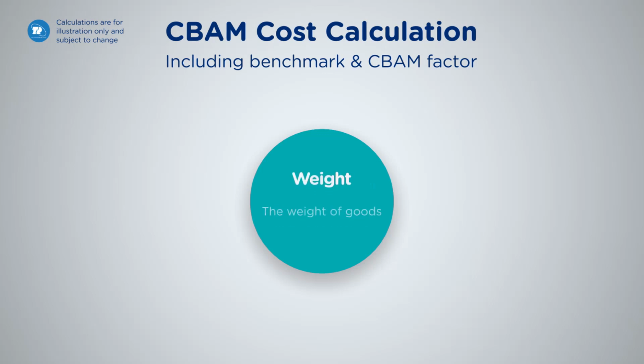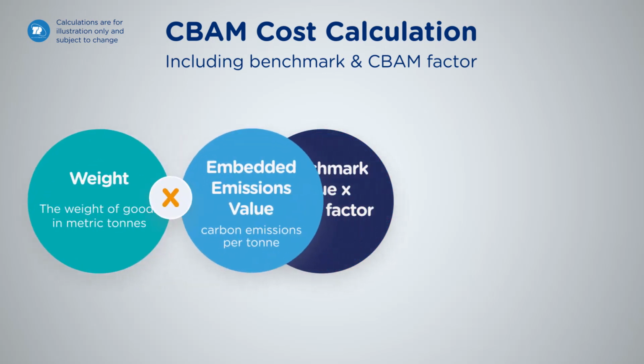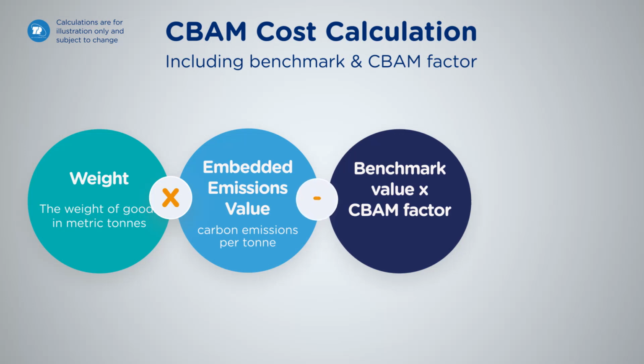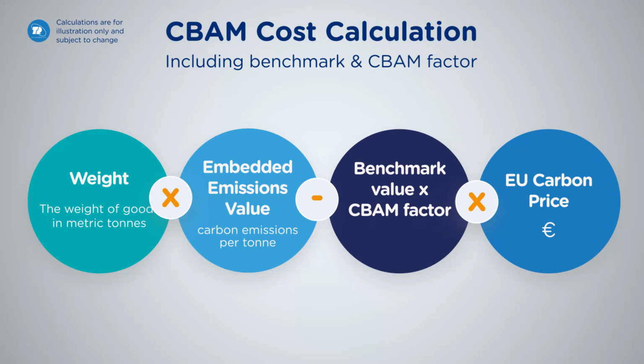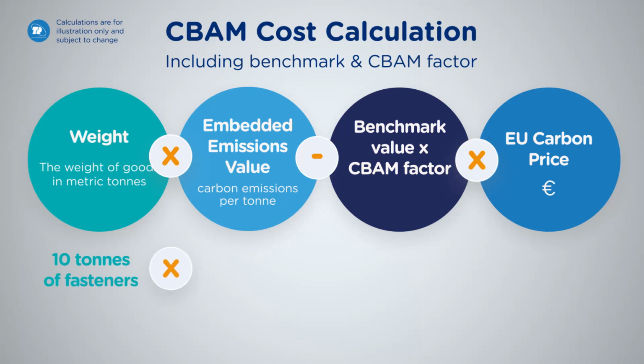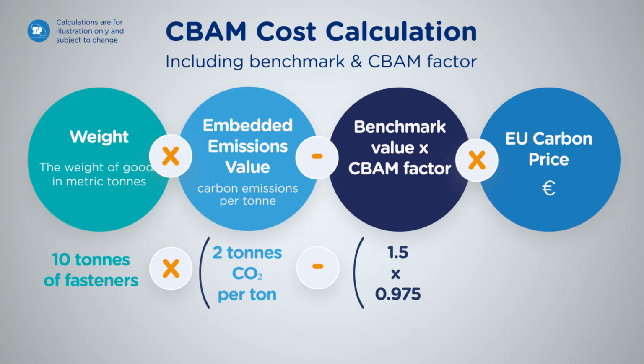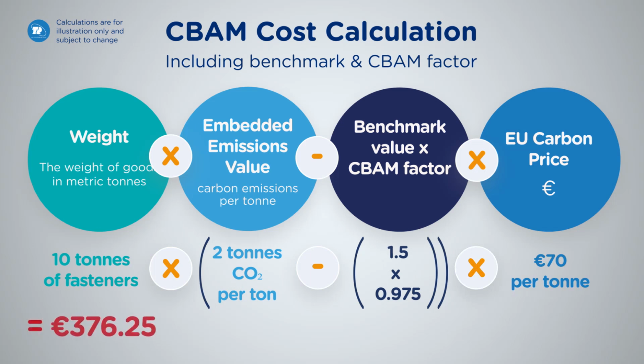The updated formula becomes weight times the emissions value minus the benchmark value times the CBAM factor times the EU carbon price. For example, 10 tons of fasteners times the emission value of 2 per ton minus the emissions benchmark of 1.5 times the CBAM factor of 0.975 times the EU carbon price of 70 euros per ton would result in a CBAM cost of 376 euros and 25 cents.